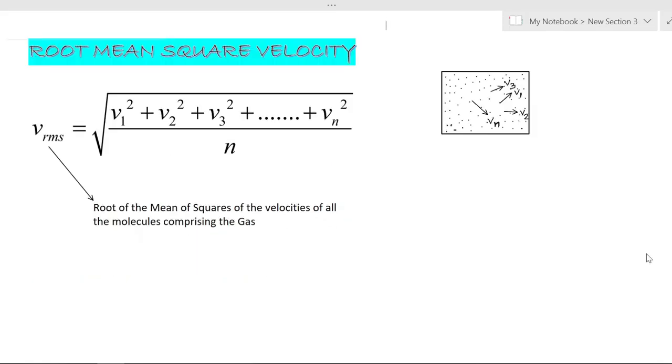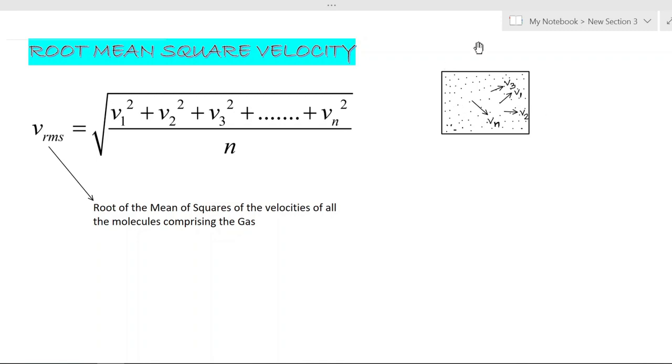This has to be clarified a little in order to make you understand. Have a look at the screen now. This is, for example, a container in which a particular gas is kept, and just assume that n number of similar molecules of the gas are enclosed within this container. It is a closed container filled with a particular gas, and there are n similar molecules contained inside.